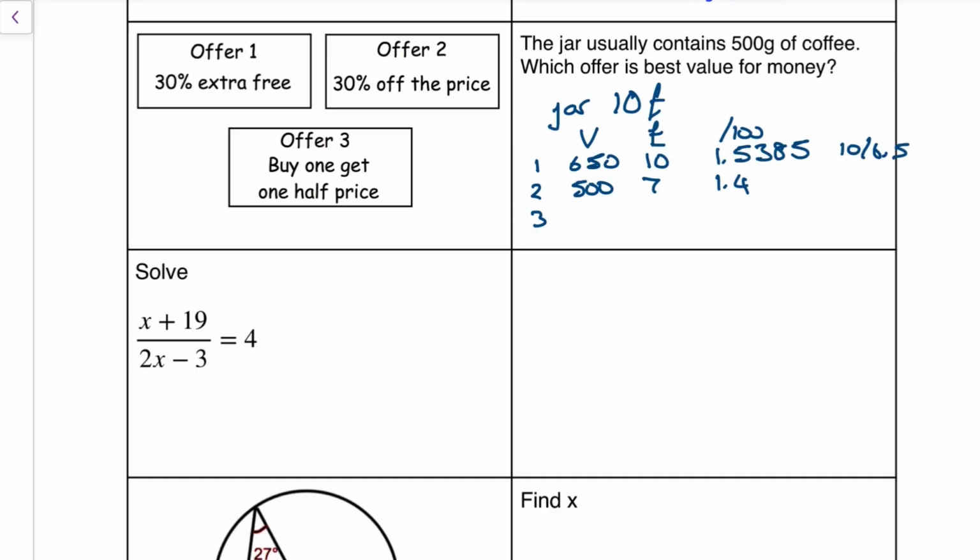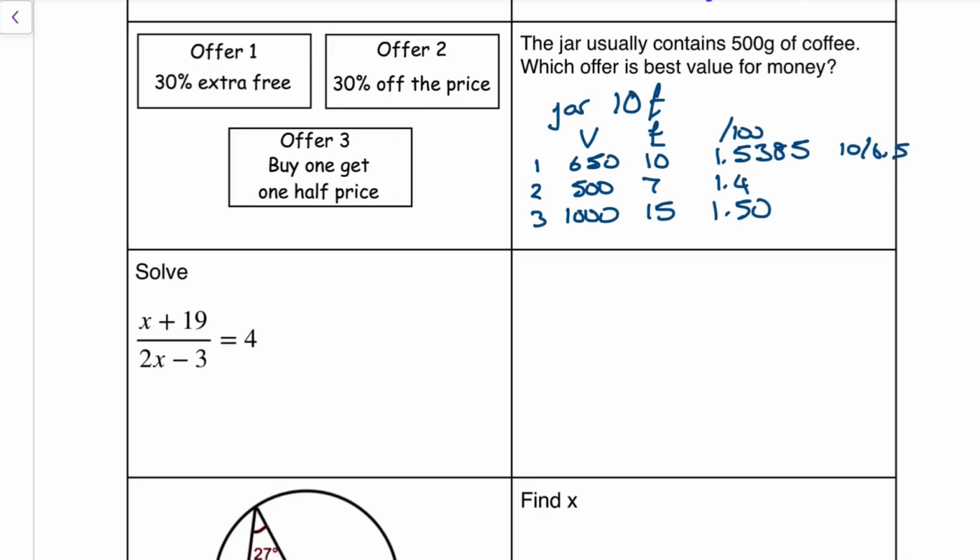Offer 3 says buy one, get one half price. So for offer 3, I'm going to get 2 jars, so I'm going to get 1,000 grams, and I'm going to pay 10 plus half price on the other one, which is 15. So I'm going to get 1,000 grams for £15. So again, 15 divided by 10 is going to give me £1.50 per 100 grams.